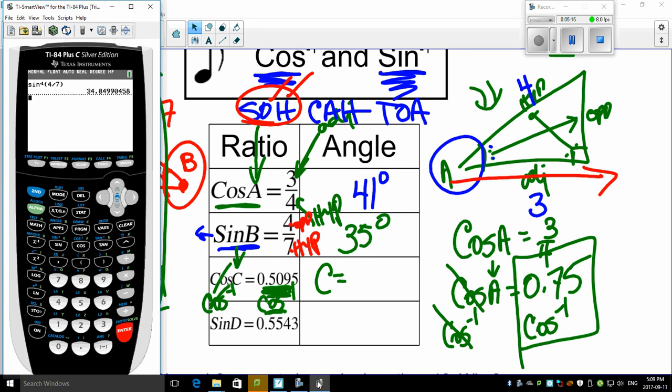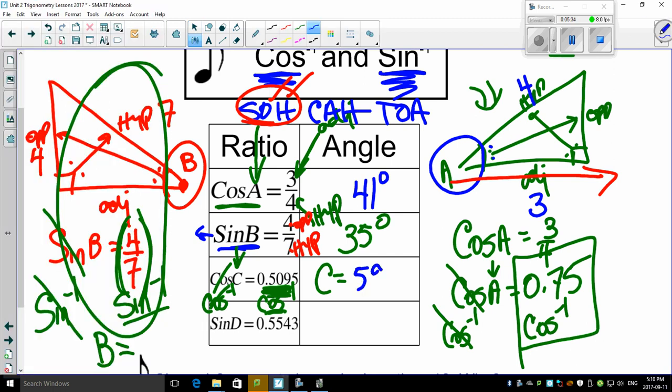Bring up your calculator. Clear it. The cos inverse. Second cos inverse of 0.5095. And hit the button. Close the bracket. Hit enter. What do you get? 59 degrees. So this, in fact, is 59 degrees.